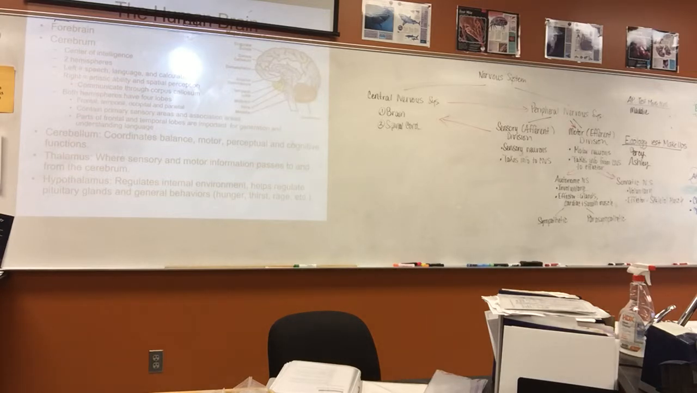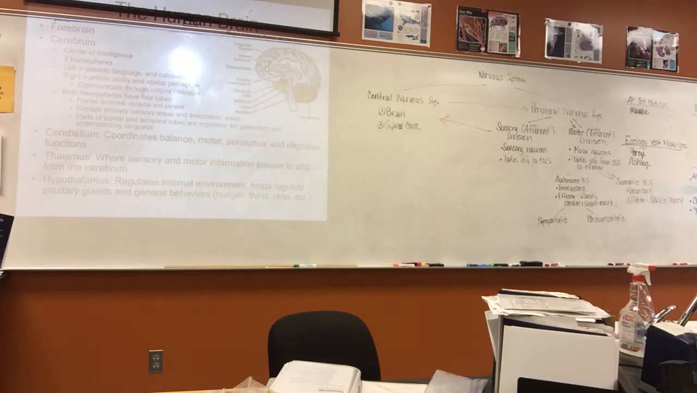They all have different functions. They contain primary sensory areas and association areas. So, for example, parts of the frontal and temporal lobes are important for generation and understanding of language. And you have the cerebellum, which coordinates balance, motor, perceptual, and cognitive functions.